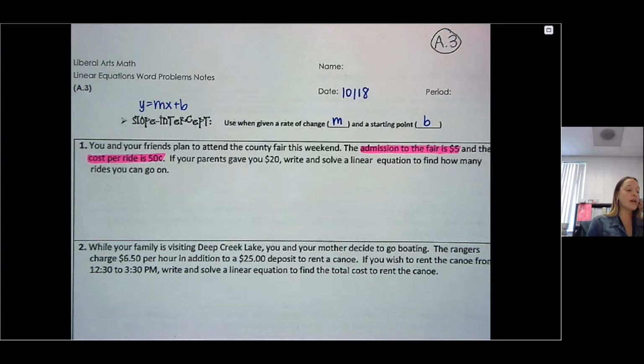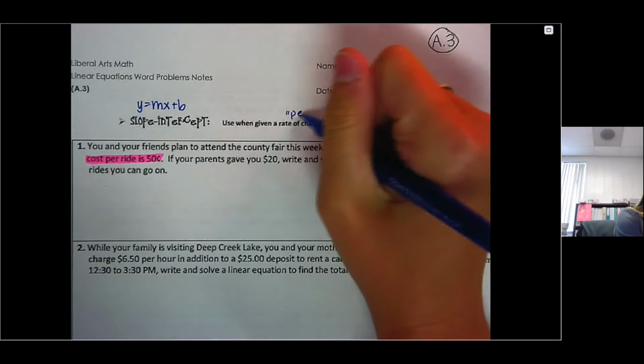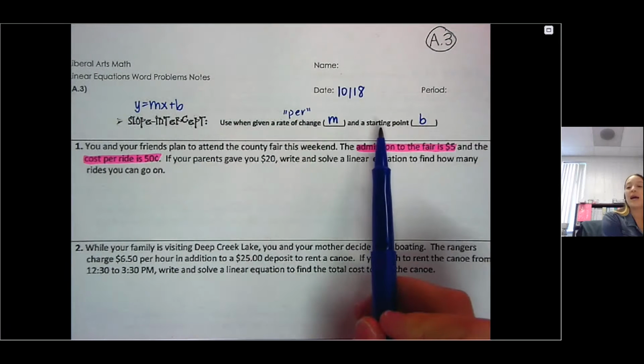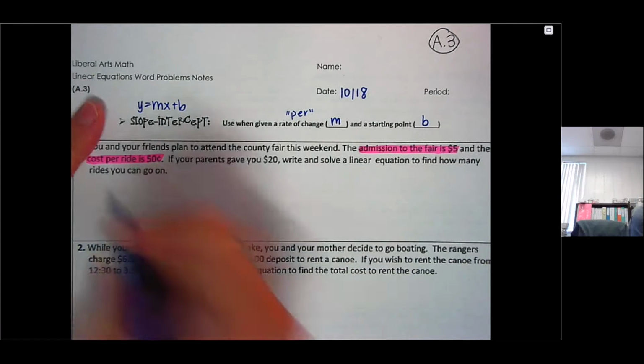Okay, so we're going to write it as an equation, y equals mx plus b. M stands for the rate of change, or anytime you see the word per, that is your rate of change. This part down at the end, the starting point, is like your one-time fee or your initial fee. So what's the one-time fee that you have to pay to go to the fair? The $5. Okay, so your B value is going to be the $5.